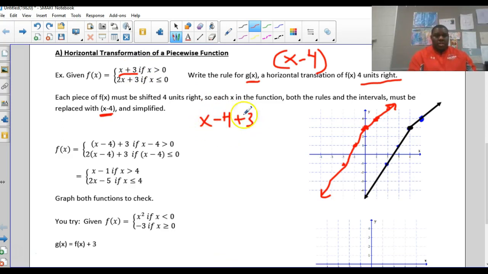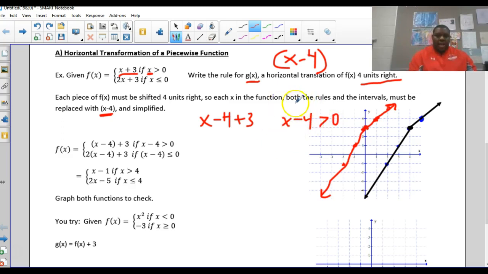Not only do you do it to that, you also have to do it to its condition. Here's the x condition. And the reason we do it to the condition is because, look, the x moved right. See this x right here? Now it's right here. I moved it to the right 4. So that x also has to be affected by moving to the right 4.